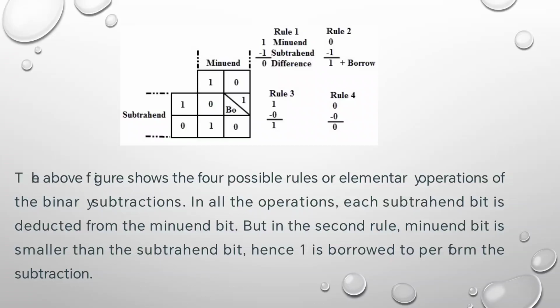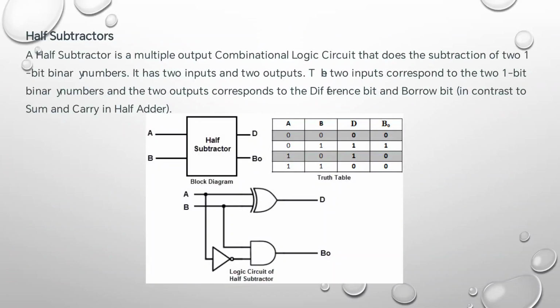The above figure shows the 4 possible rules or elementary operations of binary subtraction. In all the operations, each subtrahend bit is deducted from the minuend bit. But in the second rule, the minuend bit is smaller than the subtrahend bit. Hence, 1 is borrowed to perform the subtraction.